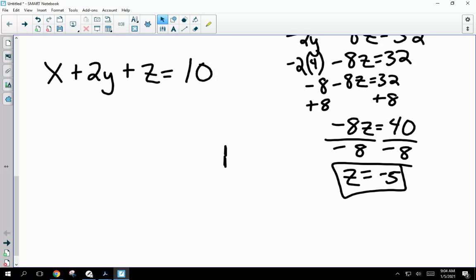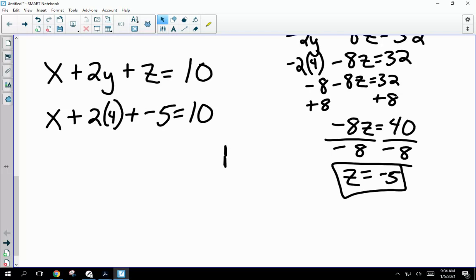This is when it all comes together. It's very quick after this. So we know y is 4. We know z is negative 5. So we have x by himself. Y is 2 times 4. And we know z now is negative 5. And that all equals 10.